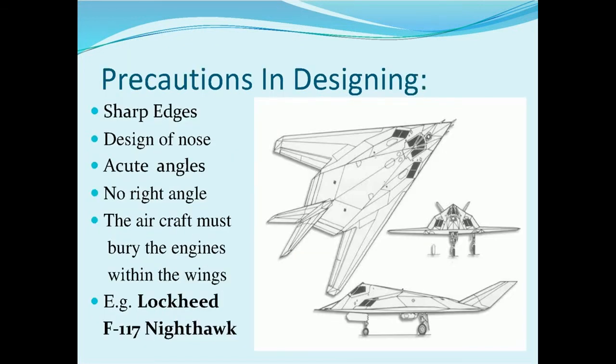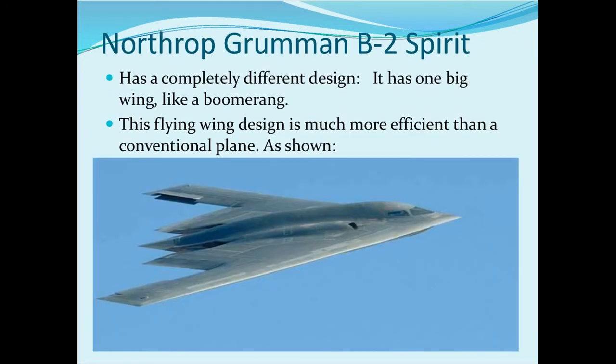Precautions in designing: sharp edges, design of the nose, acute angles, no right angles. The aircraft must bury the engines within the wings, for example the Lockheed F-117 Nighthawk. The Northrop Grumman B-2 Spirit has a completely different design. It has one big wing, like a boomerang. This flying wing design is much more efficient than a conventional plane, as shown.